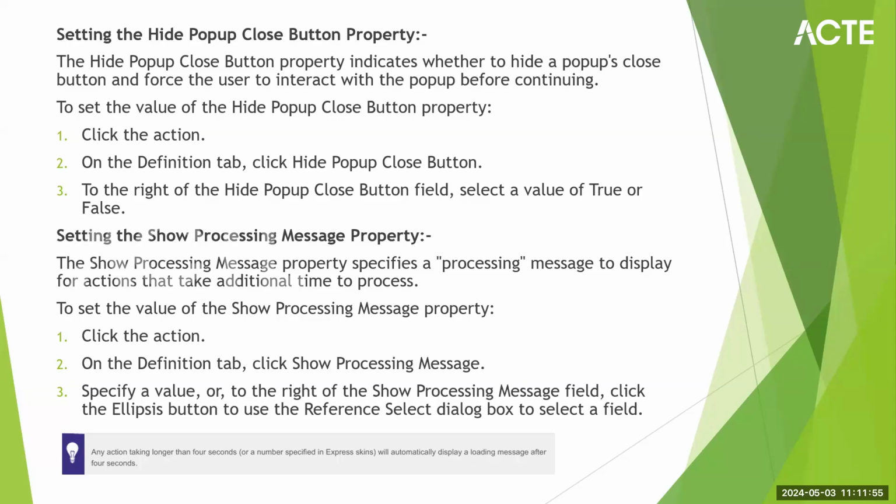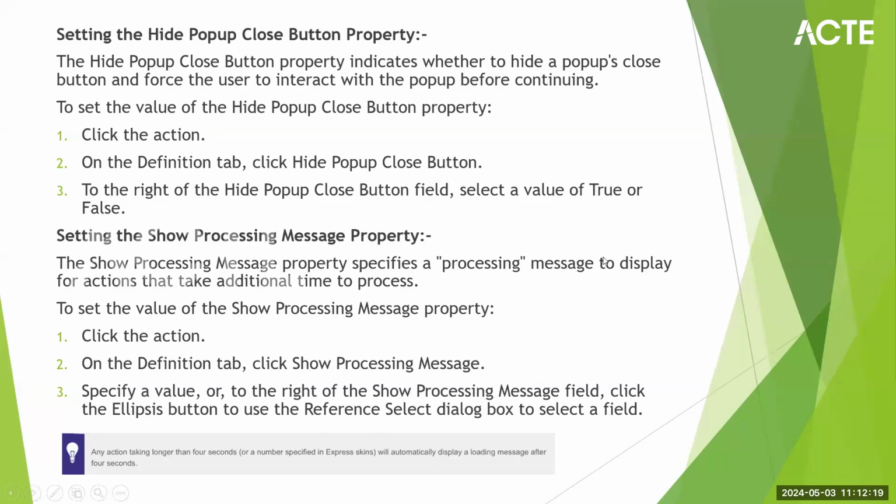Next, setting the show processing message property. The show processing message property specifies the processing message to display for an action that takes additional time to process. For example, on click of any button, the pop-up will appear. When the pop-up appears, if you want to display any message in that particular pop-up, in that case, we need to use this.